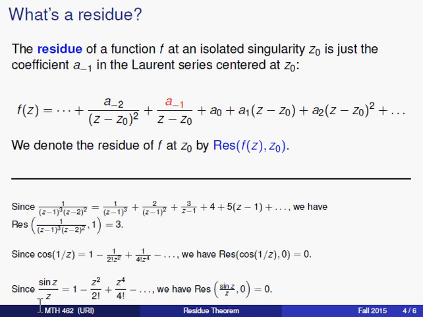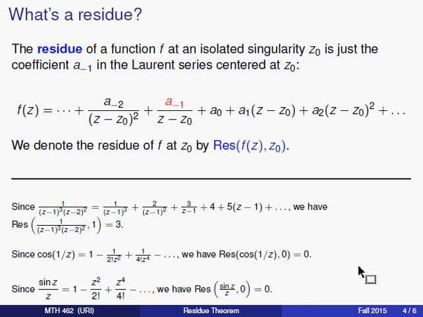Now similarly, if we take the function sine of z over z and find its Laurent series centered at 0, which is the singularity, we'll get this expression here. Now this expression doesn't have a principal part, so there is no a sub minus 1 term involved. So again, we're just going to say that the residue is equal to 0.